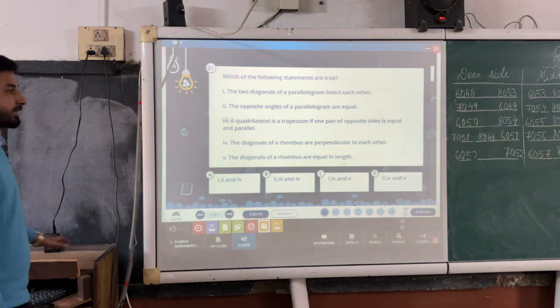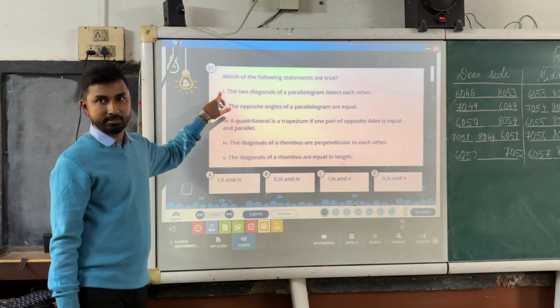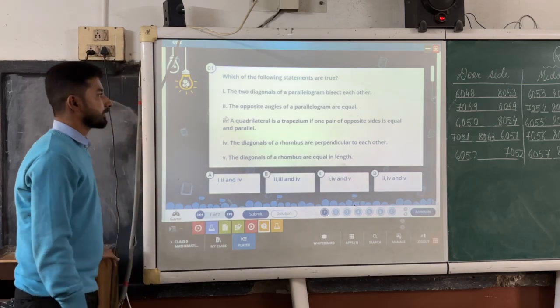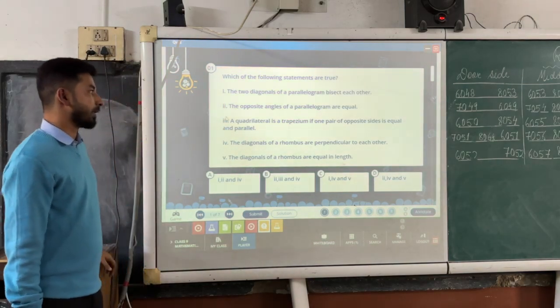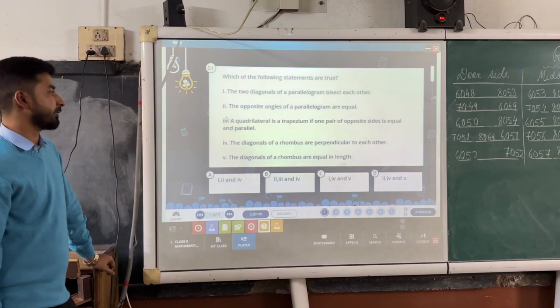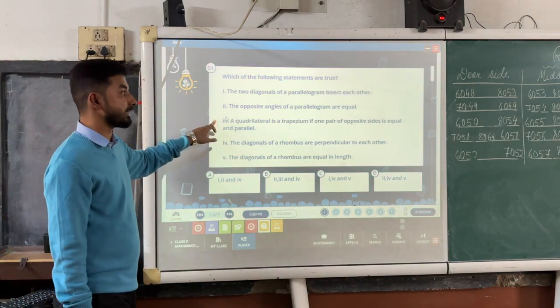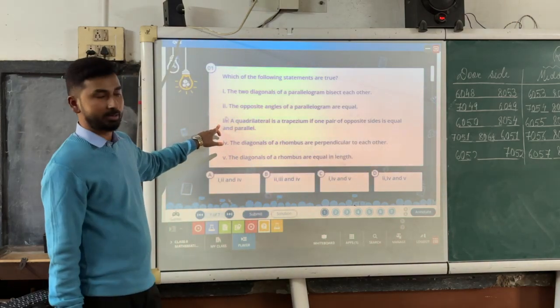Which of the following statements are true? The two diagonals of a parallelogram bisect each other. This is a property of a parallelogram, so that means this is true. The opposite angles of a parallelogram are equal. This is also true. A quadrilateral is a trapezium if one pair of opposite sides are equal and parallel. This is not true. One pair of opposite sides are always parallel, not equal.